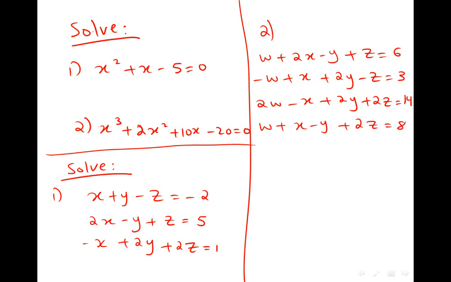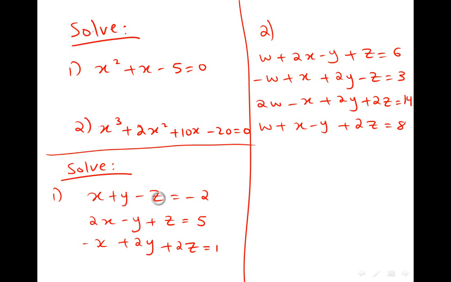I'll read for you the exercises or the questions to make sure that my handwriting is clear. Solve using the Newton-Raphson method and using the bisection method. x squared plus x minus 5 equals 0. x cubed plus 2x squared plus 10x minus 20 equal to 0. Solve the simultaneous equations using the Gauss-Jordan elimination method.